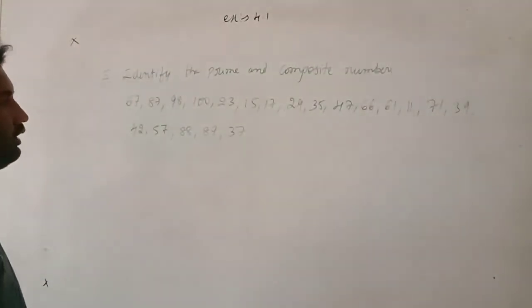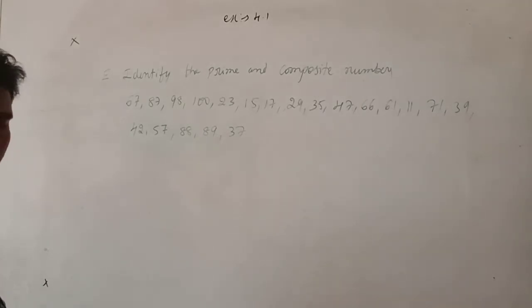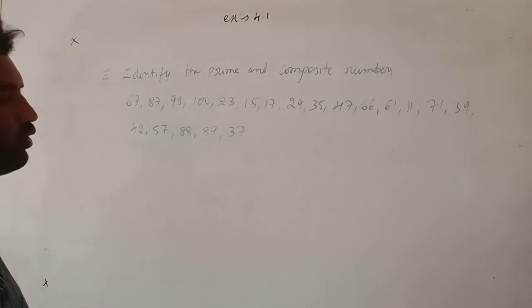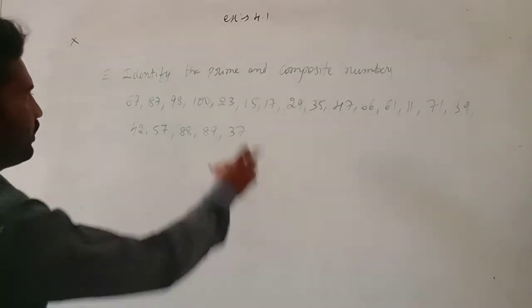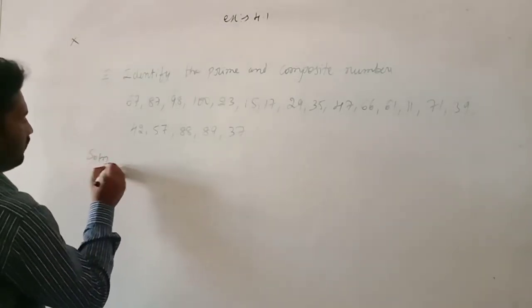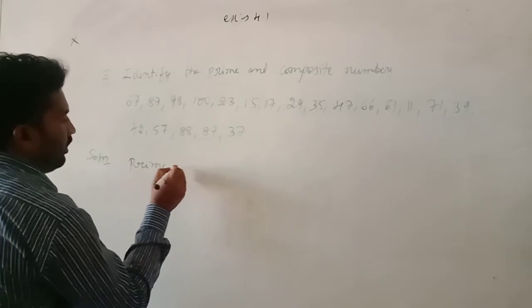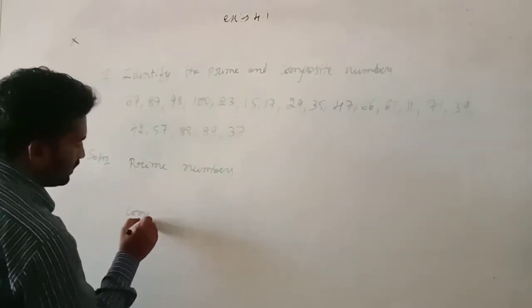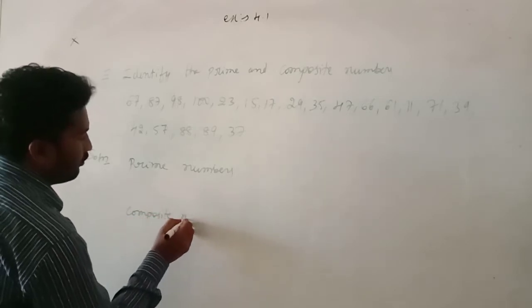So these numbers are given. So what do we have to do? We have to find out the prime numbers and composite numbers. A prime number means the number is divisible only by one and itself, and a composite number is a number having more than two factors. A prime number has only two factors. So here prime numbers, and here composite numbers.